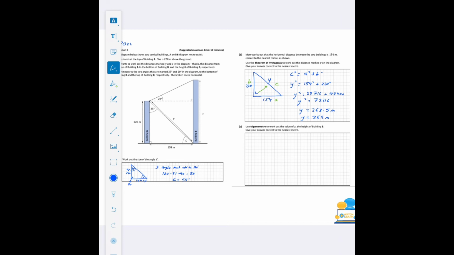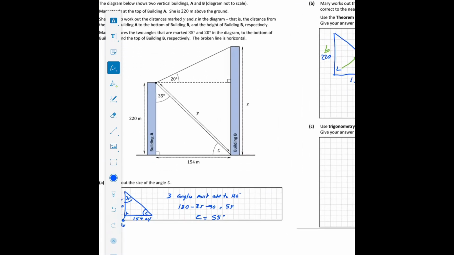Okay, and then part C, use trigonometry to work out the value of Z. Okay, so Z is the total height from the bottom of the building to the top of the building. Now, I know some of this already. So I know up as far as here is 220 meters. So I just need to find this bit here. I'm going to call it X.